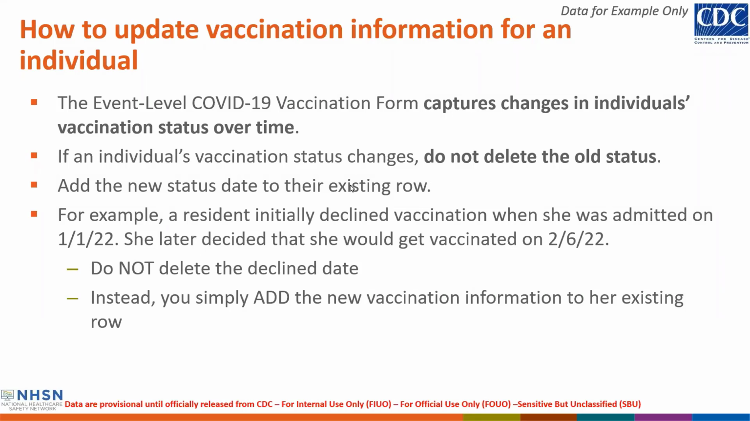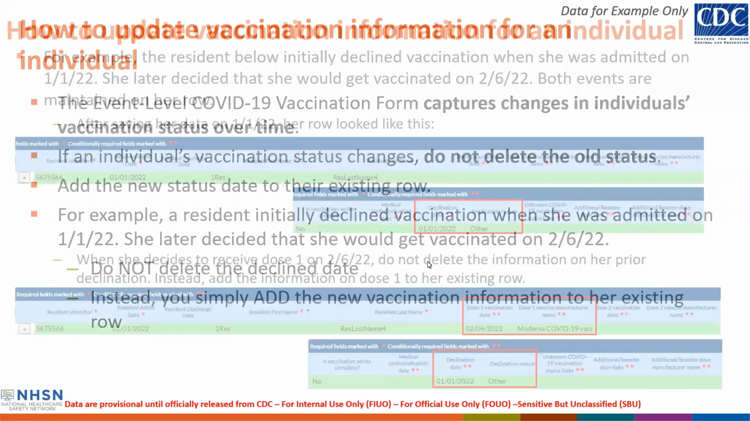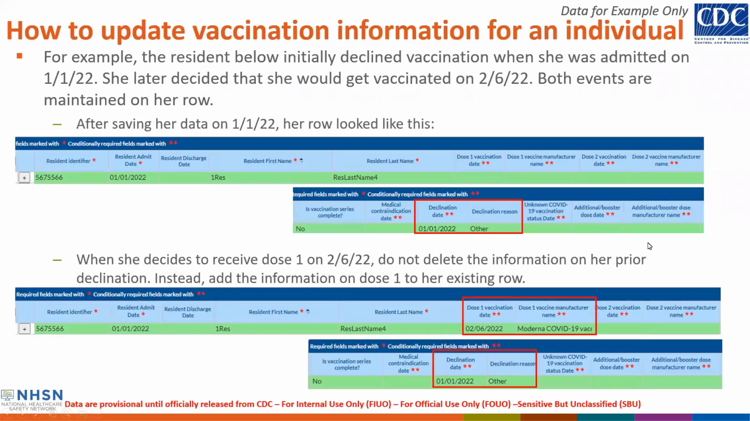You just add that new status to the existing row. So we'll walk through an example of some screenshots on the next slide, but just to create the framework here. As an example, if we had a resident that declined vaccination during the week of 1/1/22, and then she later decided to get vaccinated on 2/6, you would have initially entered that declination date on January 1st for your reporting for those weeks. And when she did get vaccinated, you wouldn't delete that declination date. You would just add that new vaccination information, that first vaccine on 2/6, to her existing row. And when you clicked View Reporting Summary and Submit, those data would be transferred for the relevant weeks.